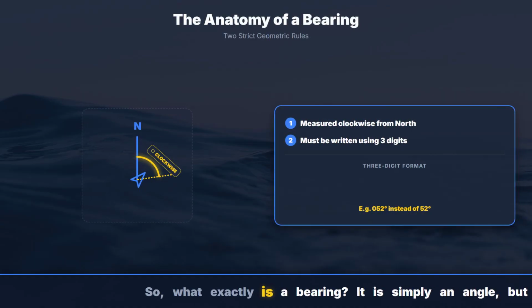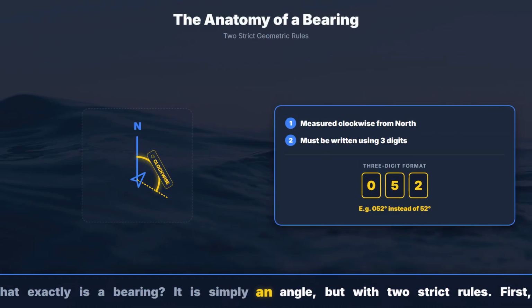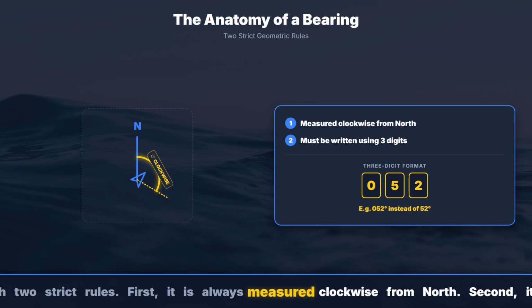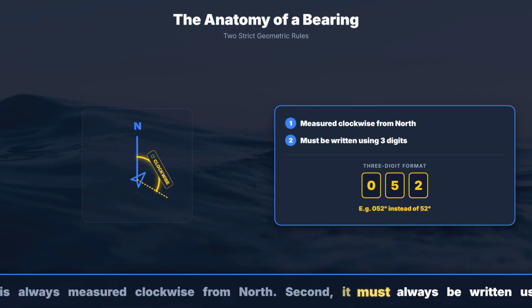So, what exactly is a bearing? It is simply an angle, but with two strict rules. First, it is always measured clockwise from north. Second, it must always be written using 3 digits.